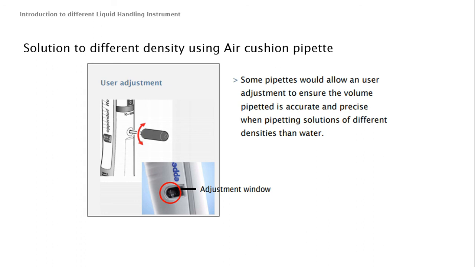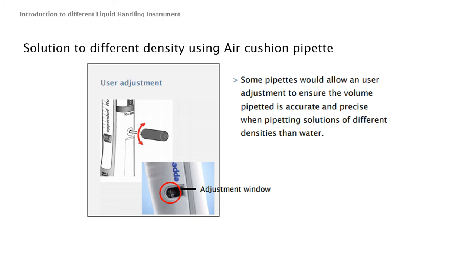This one is the adjustment window, or adjustment knob. It will depend on the brand of your pipette. This is for Eppendorf. They made a provision that you can adjust your pipette to a certain number or measurement that will compensate for the volume loss during aspiration of viscous liquid. So this is only for viscous liquid. You can get the exact value of the adjustment from the table provided with the pipette.